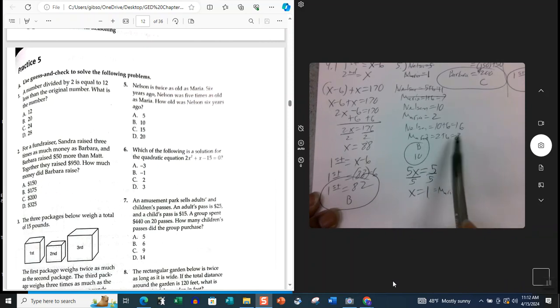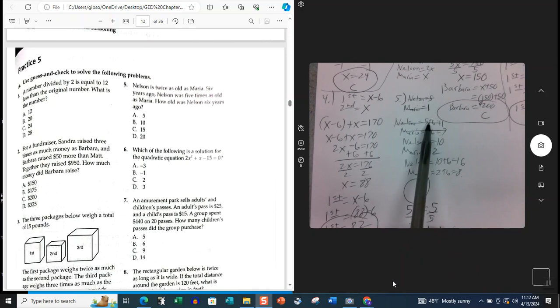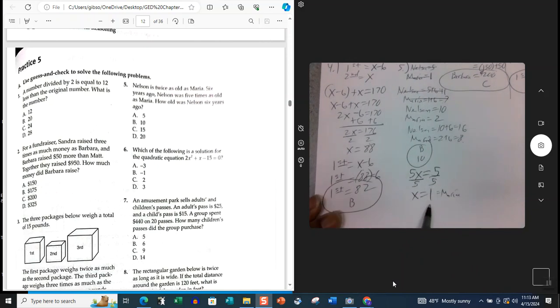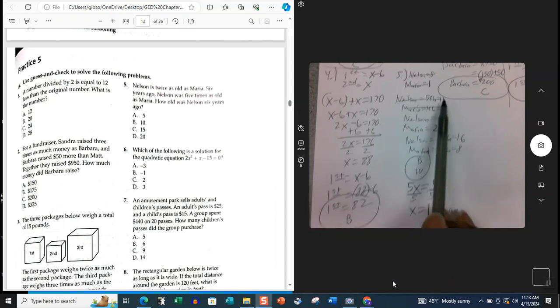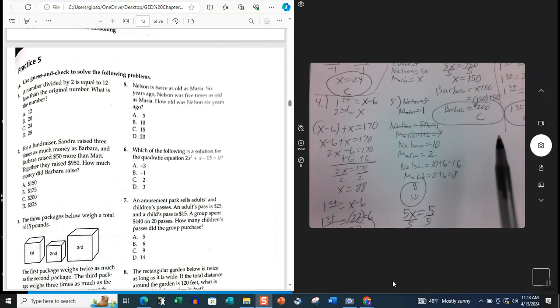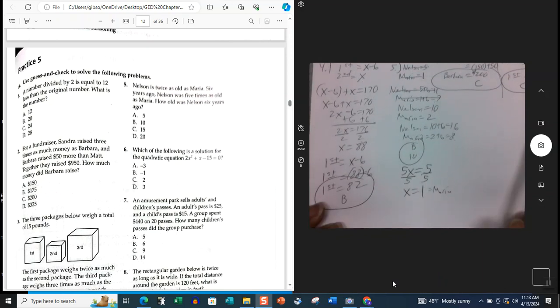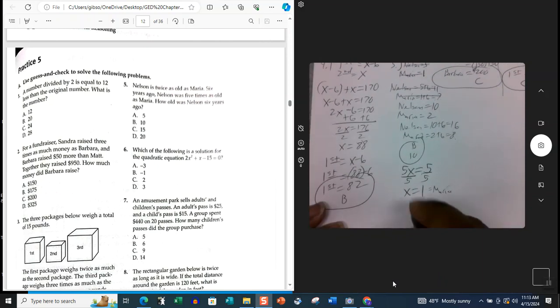Now, we could go back up here and do what we did when we added 6. We know if we add six more years here, that means that Nelson would be 11 and Maria will only be 7 years old. And we know that doesn't work. So then we could try the next step.